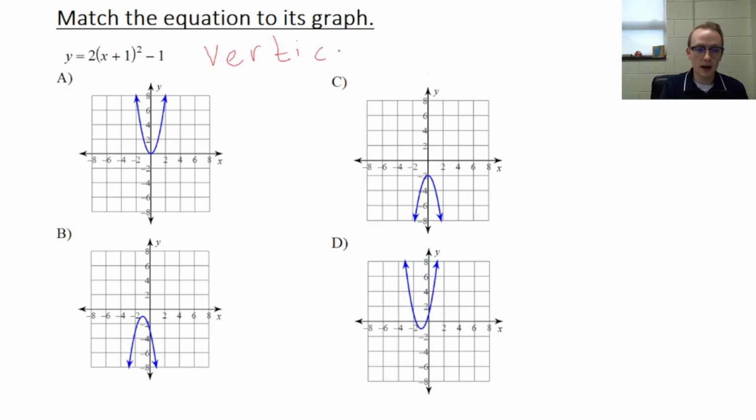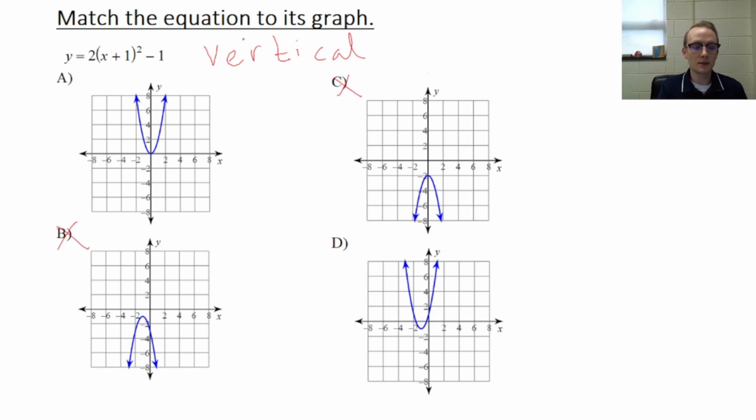Sometimes you'll be given options where some of these are vertical and some are horizontal, so you'll need to decipher which way this parabola is oriented. All right, so now let's figure out, is this parabola opening up or is it opening down? We figure that out by looking at the a value. If a is +2, then that means this parabola is not being reflected over the x-axis and it's going to open up. So we can eliminate this one and we can eliminate this one.